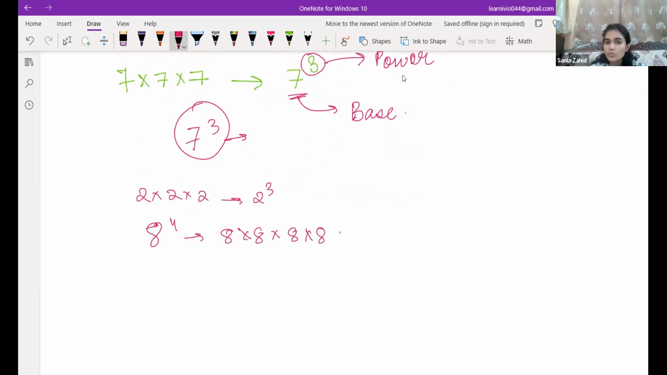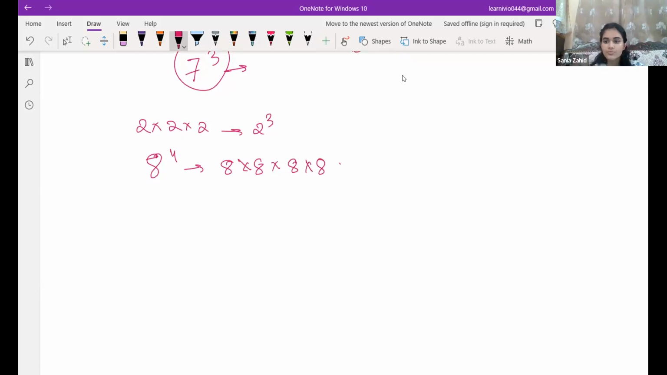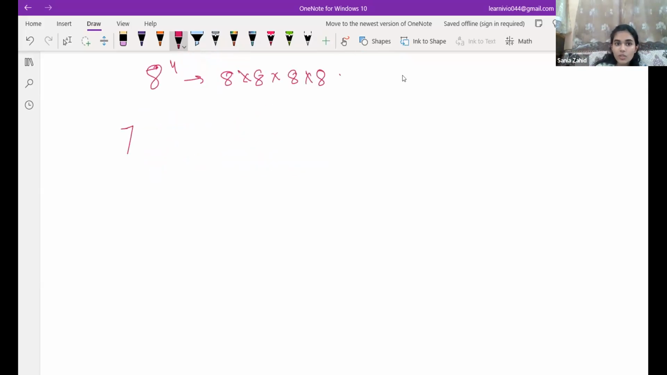Now children, let's come to the next thing. Now this was about positive powers. Now we'll be looking at negative powers also. What if a number has a negative power on it? For example, I say 7 to the power minus 3. So what does this mean? First of all, whenever there is a negative power on a base number, you are going to take the reciprocal of the base number, right? So how will I take the reciprocal? What is the reciprocal of 7?